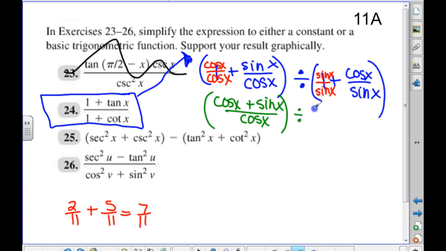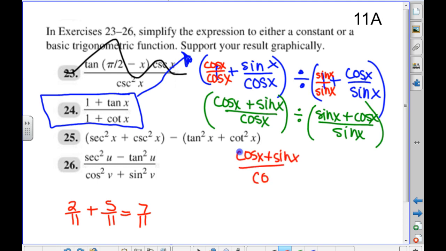Divided by, yeah, what's here? Cosine over sine plus cosine over sine. Okay, now are we finally at that magical place where we can flip the second fraction over and multiply? So we will get cosine x plus sine x, still over cosine of x, times, we got to flip this one over, sine x over sine x plus cosine x.